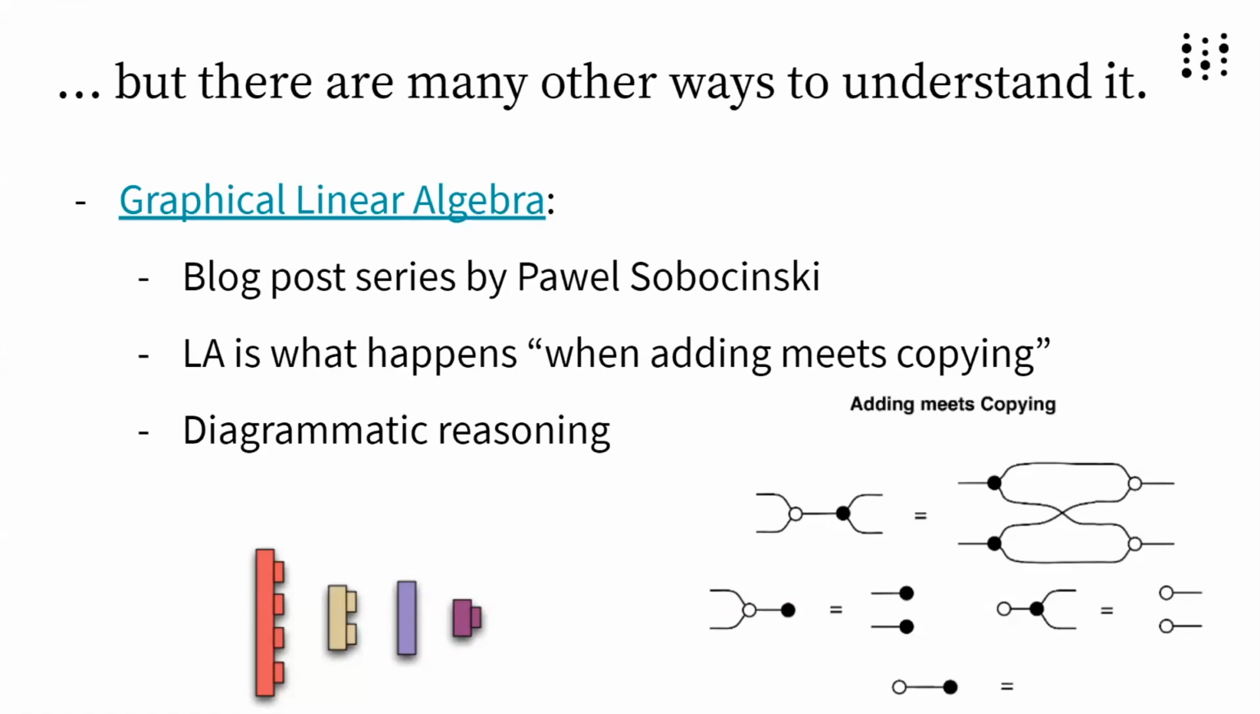There's another one that a lot of people have maybe heard of or seen, a little more avant-garde: graphical linear algebra. This is a blog post series by the mathematician Pawel Sobocinski. The tagline is that linear algebra is what happens when adding meets copying. This one is a little bit different from the way things get used in deep learning, but it has a really neat style of diagrammatic reasoning. Everything is done not with equations, but with pictures.